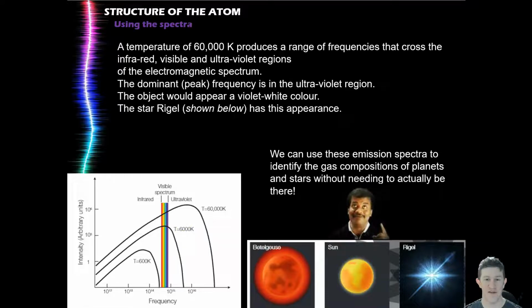So we can use that information to identify the gas composition as well, but also identify the temperature of a star without needing to ever go there. We do this in astronomy all the time.